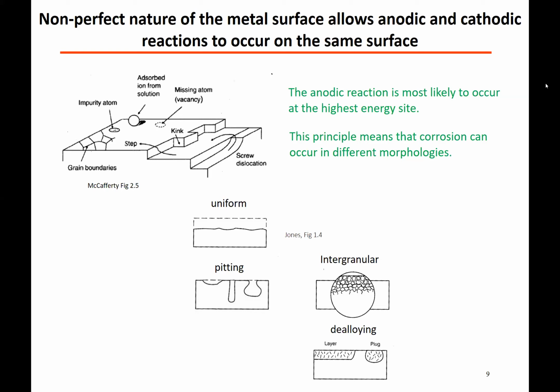So welcome back to corrosion. Let's pick up where we left off last time, and that is discussing the non-perfect nature of metal surfaces that allow for anodic and cathodic reactions to occur on the same surface.